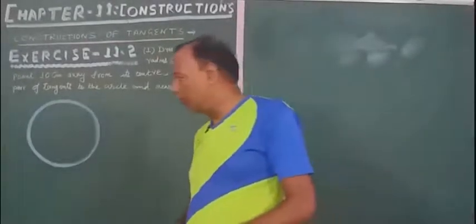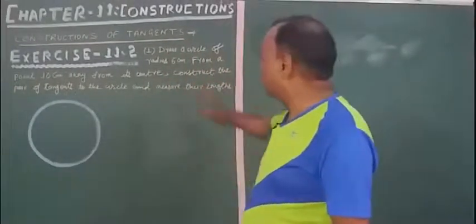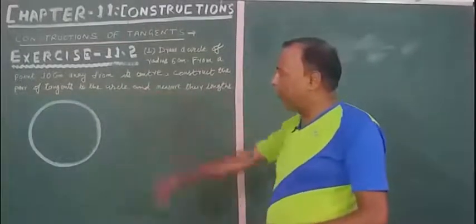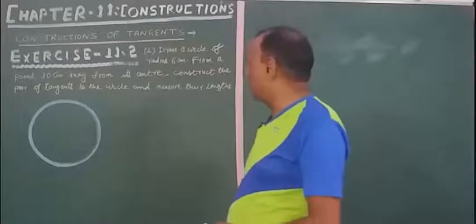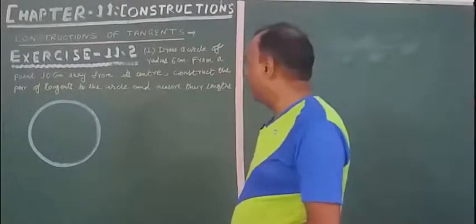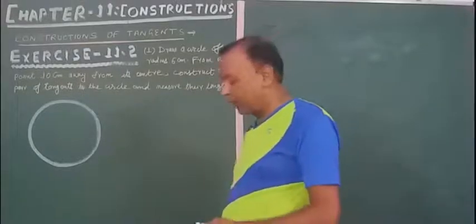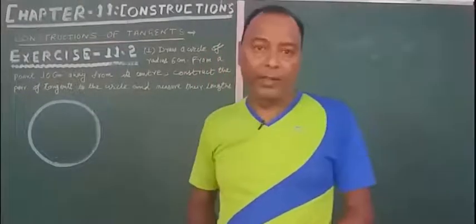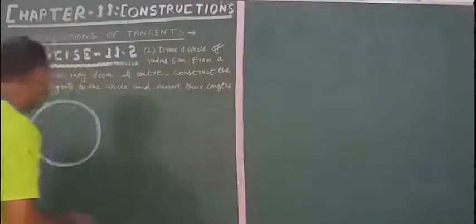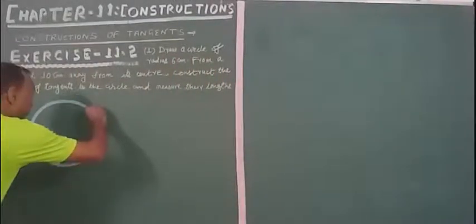So today I will teach you the constructions of tangents to a circle. This is question number 1. Draw a circle of radius 6 centimeter from a point 10 centimeter away from its center. Construct the pair of tangents to the circle and measure their lengths. For this, let's look here. First we will draw this circle.